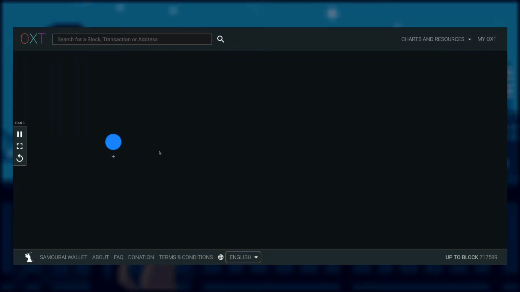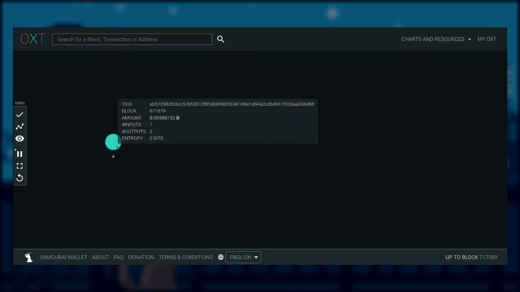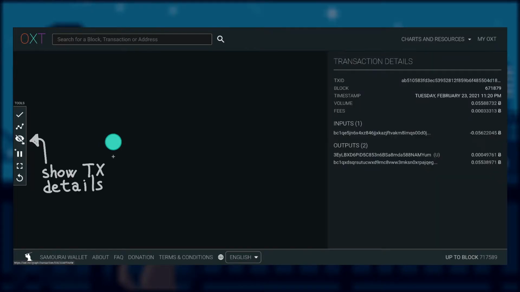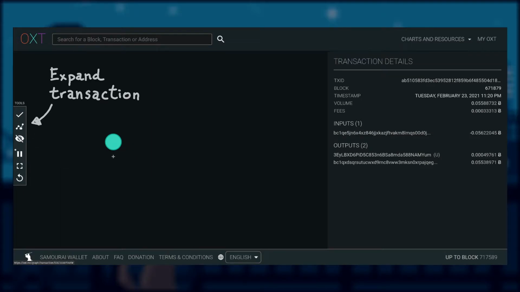Let's take a look at our first transaction example over at OXT. Select the transaction, get the transaction details up, and expand the transaction graph.